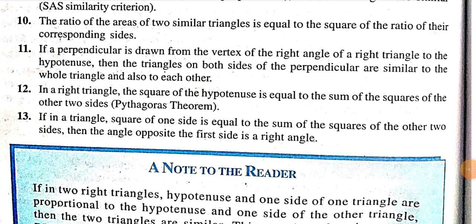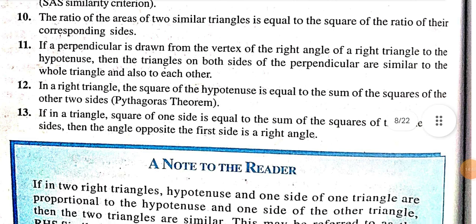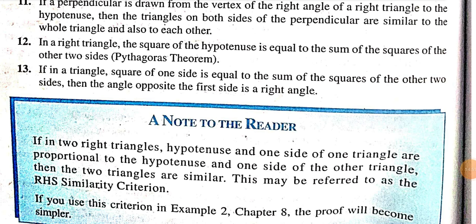of their corresponding sides. 11. If a perpendicular is drawn from the vertex of the right angle of a right triangle to the hypotenuse, then the triangles on both sides of the perpendicular are similar to the whole triangle and also to each other. 12. In a right triangle, the square of the hypotenuse is equal to the sum of the squares of the other two sides. Pythagoras theorem. 13. If in a triangle the square of one side is equal to the sum of the squares of the other two sides, then the angle opposite to the first side is a right angle.